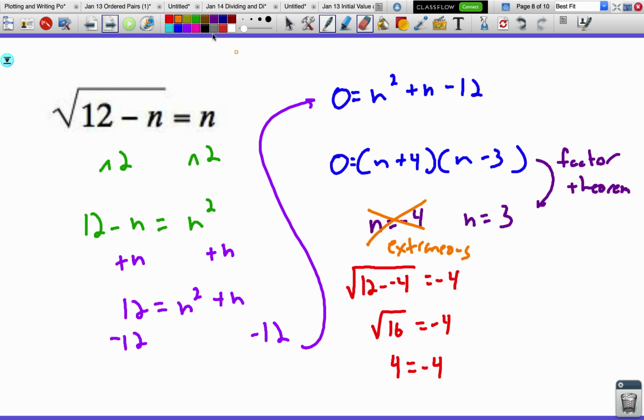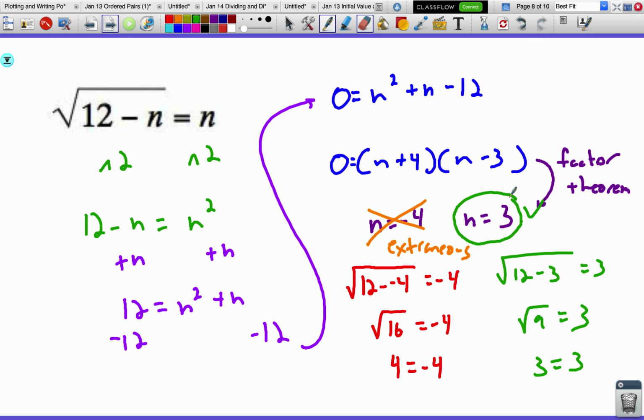Extraneous. But let's see if 3 works. Square root of 12 minus 3 equals 3. Square root of 9 equals 3. 3 equals 3. This side did work. So we got one good solution and one extraneous solution. And sometimes you get 2 extraneous, sometimes you get 2 good, sometimes you get 1 extraneous, 1 good. There is really no pattern to that.